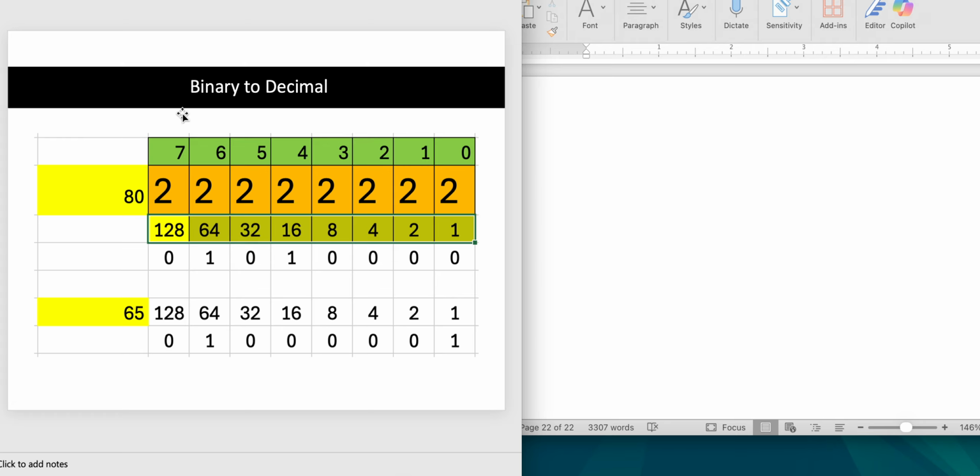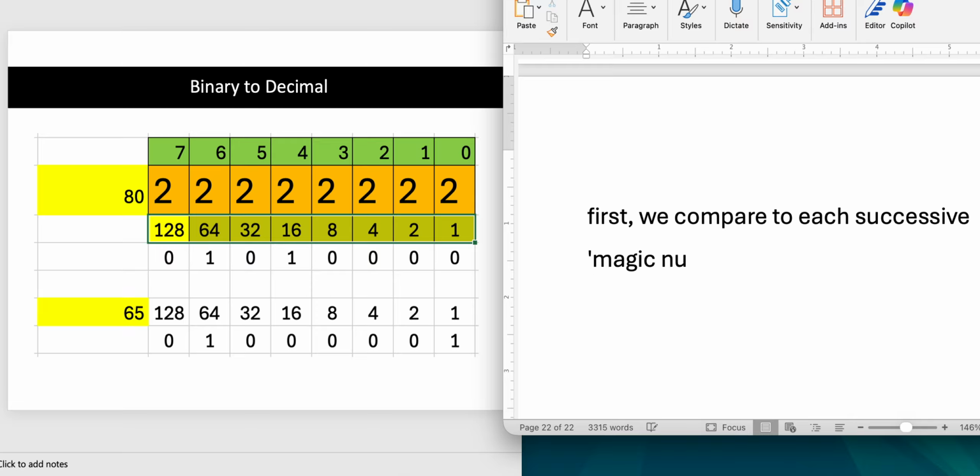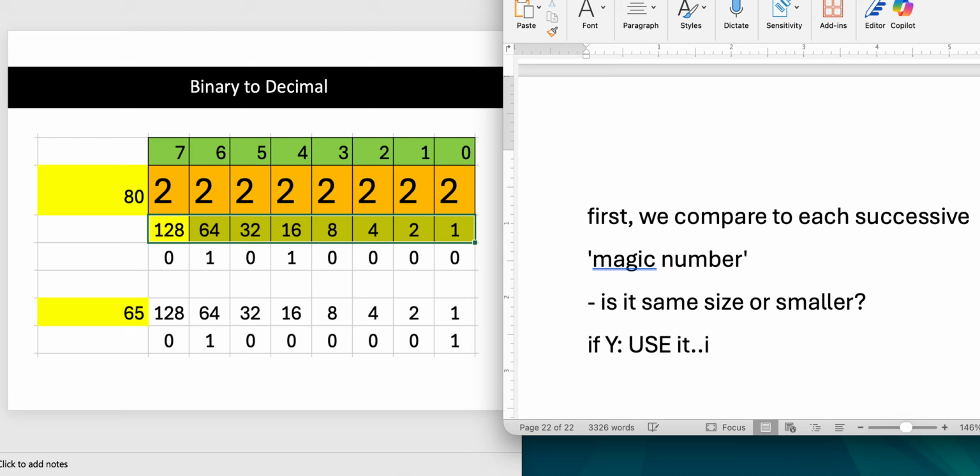Now, decimal to binary is more of an interesting thing. It's basically an algorithm. First, we compare to each successive magic number like this, and we ask ourselves, is it the same size or smaller? If yes, use it. If not, move on to the next. So let's take a look.